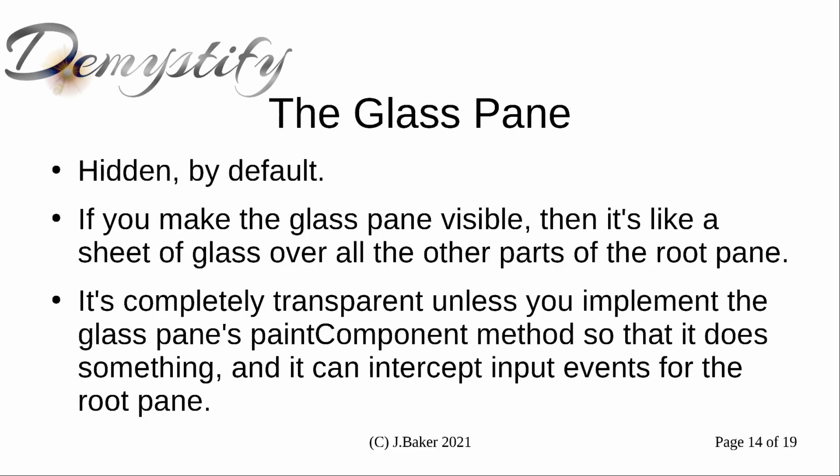A glass pane is often used to intercept input events occurring over the top level container, and is also useful and used to paint over multiple components. So if you think about it, if you've got a whole load of objects on various different layers and levels, the glass pane is over the top of them. So you can use that to paint.